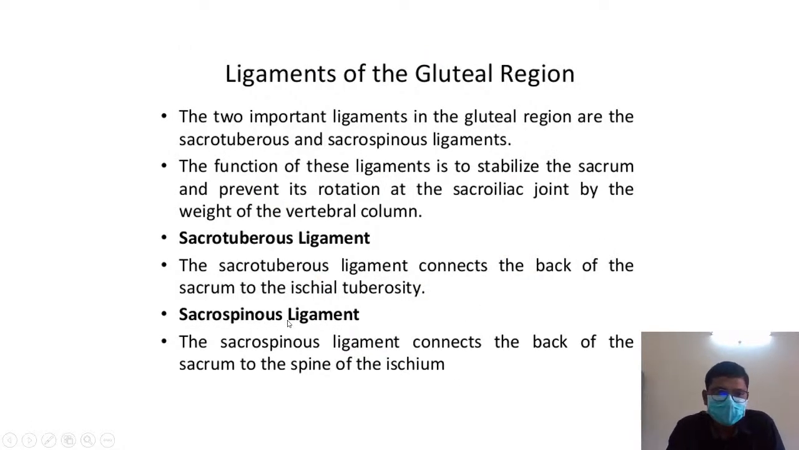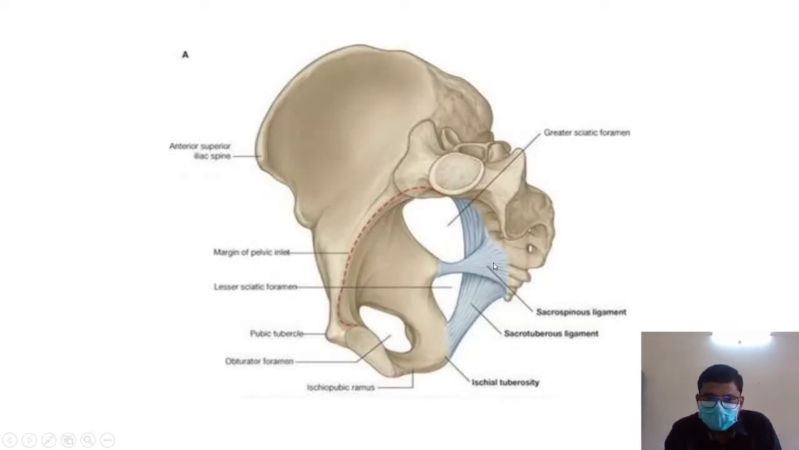Next one is the sacrospinous ligament. This sacrospinous ligament connects the back of the sacrum to the spine of the ischium. You can see again this sacrospinous ligament is starting from the back of the sacrum. Now it is traveling forward, getting merged up, and finally getting inserted over the ischial spine. So this is about the sacrospinous ligament.